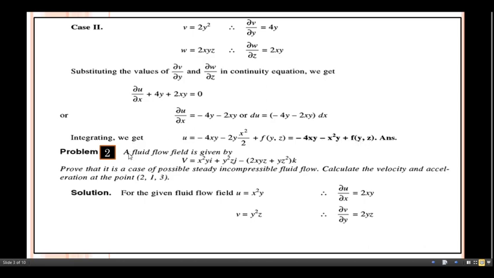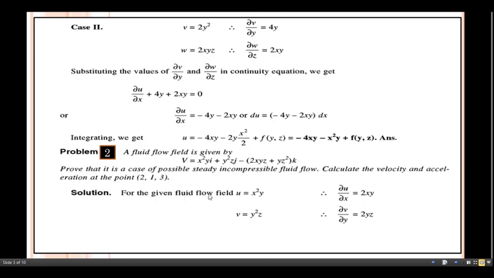Now move towards the next problem. A fluid flow field is given by V equals x squared y i plus y squared z j minus 2xyz plus yz squared k. Prove that it is a case of possible steady incompressible fluid flow. Calculate the velocity and acceleration at the point (2, 1, 3).